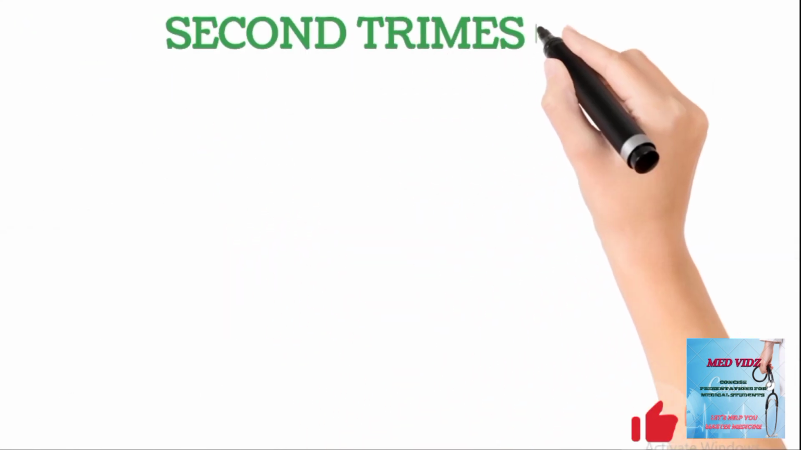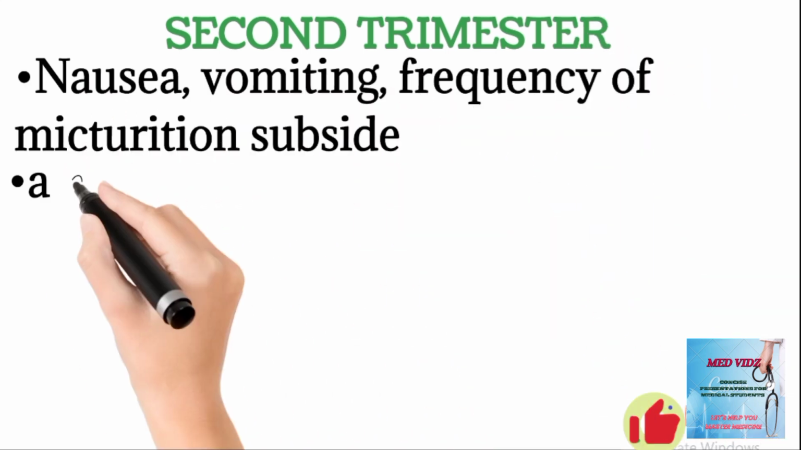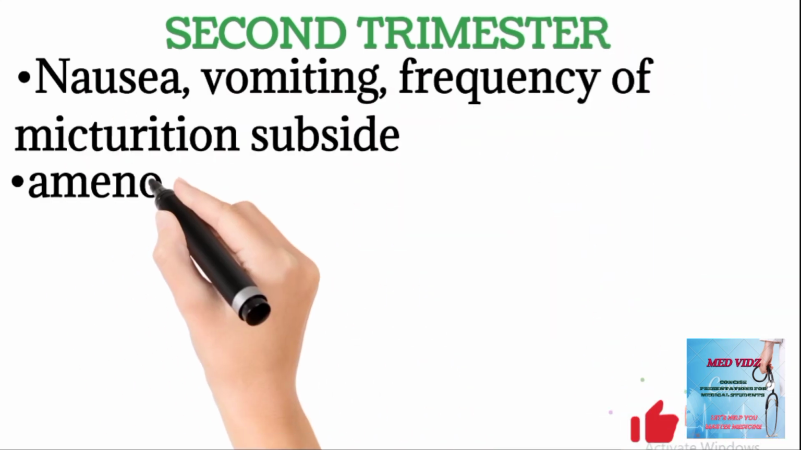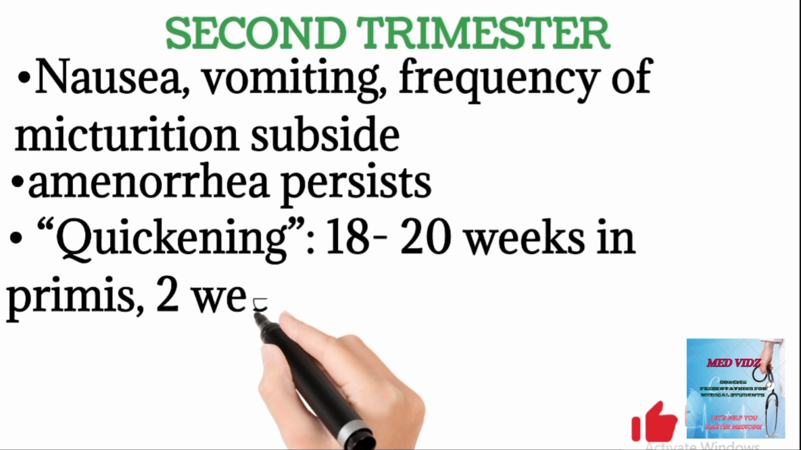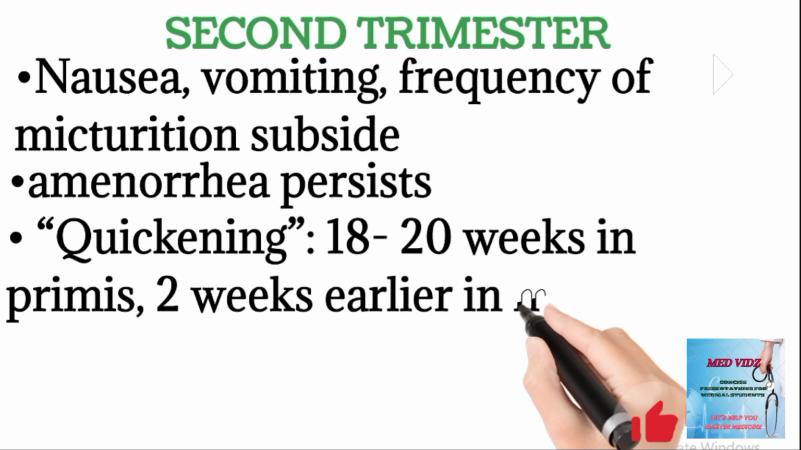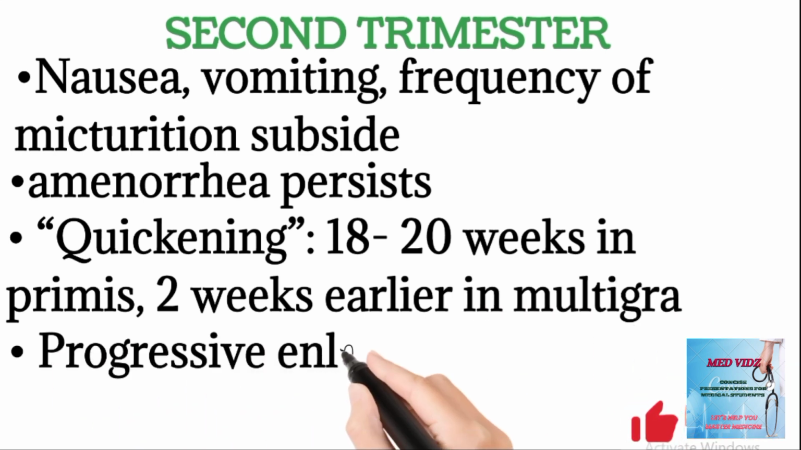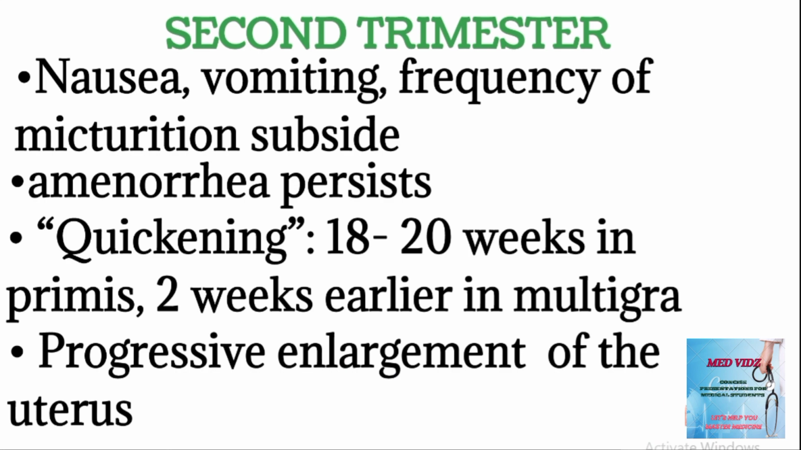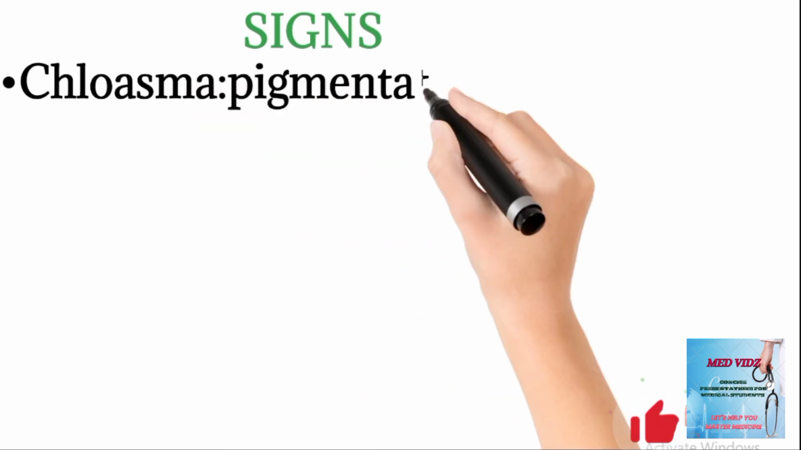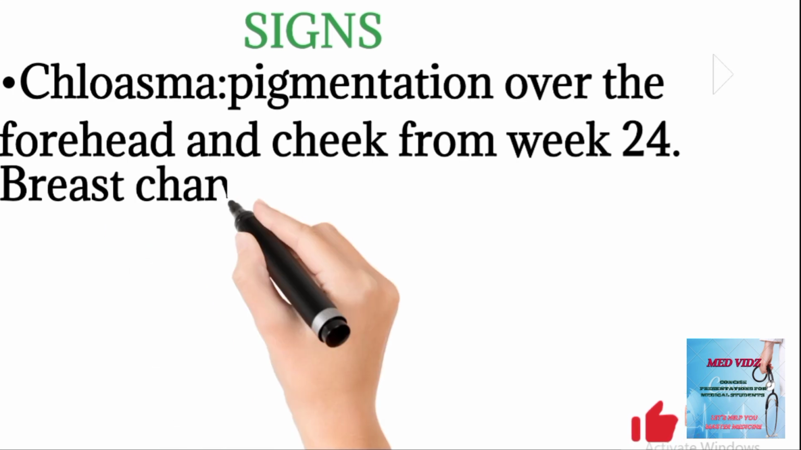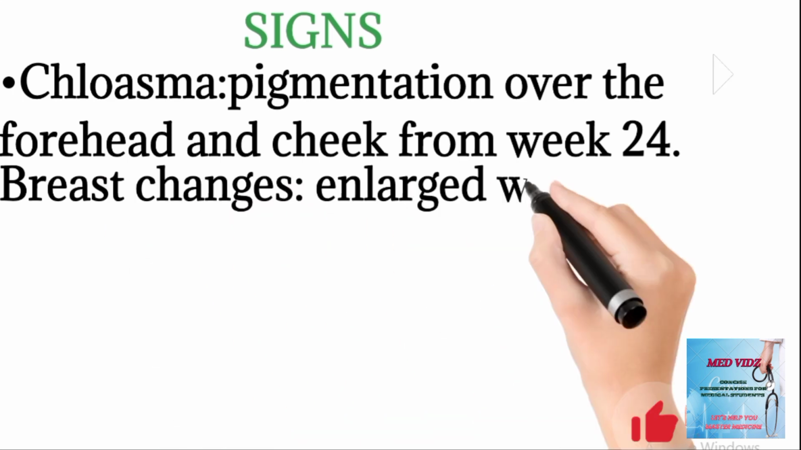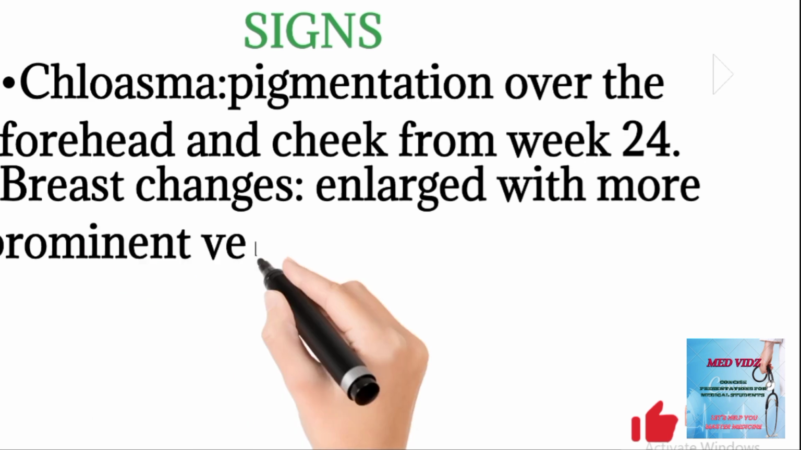And then in the second trimester, nausea, vomiting, and the frequency of micturition decrease while amenorrhea persists. And then you have quickening, which occurs at around the 18th to 20th week in primigravidas, and 2 weeks earlier in multigravida mothers. And then progressive enlargement of the uterus also occurs. And then you also have chloasma, which is the pigmentation which occurs over the forehead and the cheek from around the 24th week.